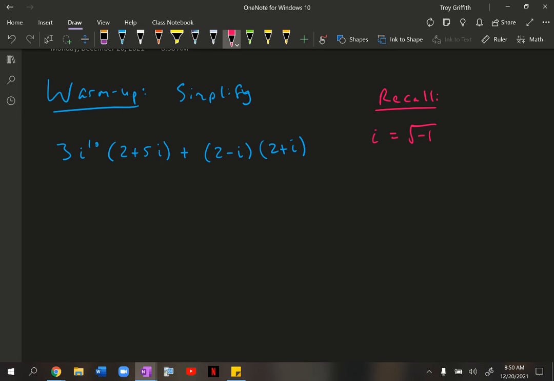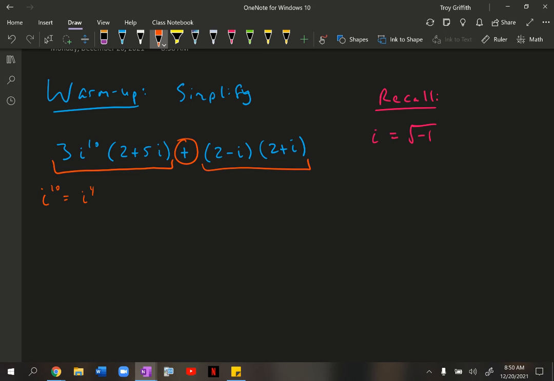Okay, so hopefully you paused the video and tried this. This is actually almost like two separate problems. It's really like we need to do something with this, we need to do something with this, and then when we're done, we need to add those two answers together. So let's see what we can do with this thing on the left side first. So let's start out with i to the 10th. Let's see if we can simplify i to the 10th.